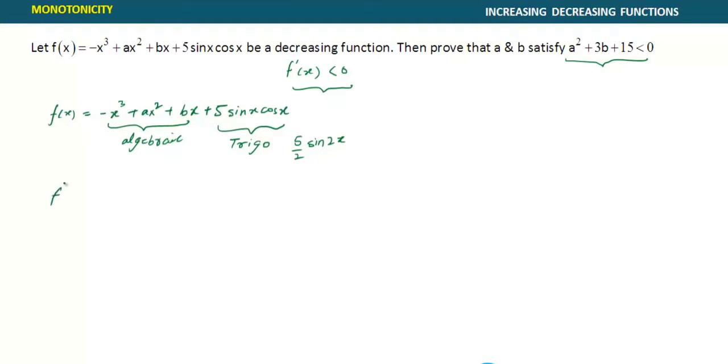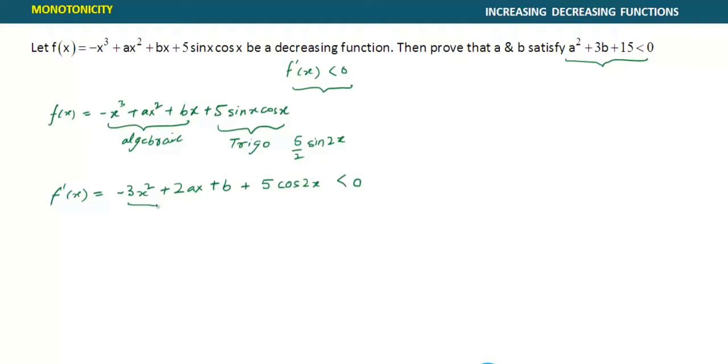So now let us differentiate. If you differentiate, it will become minus 3x square plus 2ax plus b, and what will be the derivative of 5 by 2 sine 2x? It will be 5 cos 2x because the 2 will get cancelled out because of the chain rule, right? And you want this particular expression to be always less than 0.